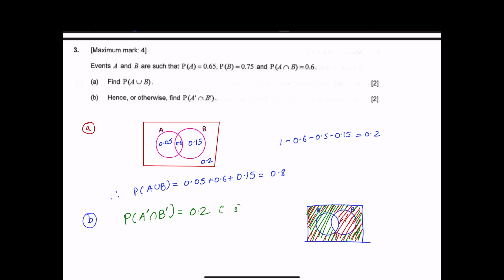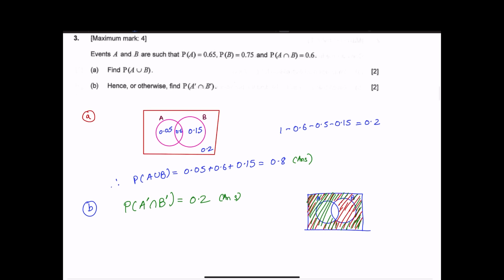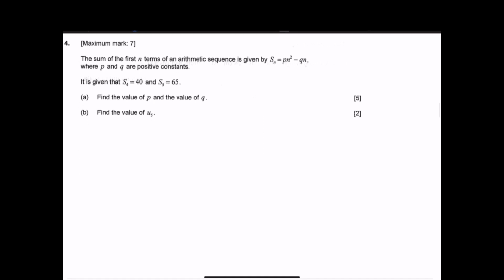This is the answer to part B. And the answer to part A would be 0.8. So yeah, with this we are done with question 3. Moving on to question 4.